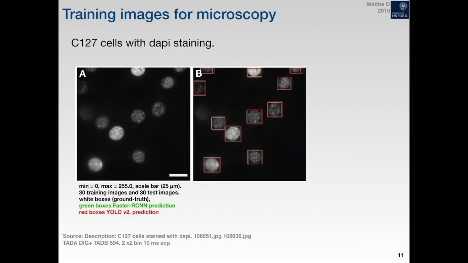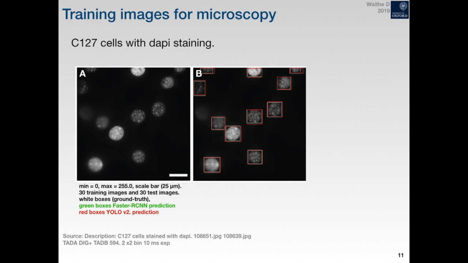So how does this work with cells? Well, what we did is we took a number of data sets of cells that we acquired on our microscope and also borrowed from other people, and we drew bounding boxes and we trained the network on the bounding boxes. And then here we have some of the example outputs from the algorithm, and you can see it matches our white boxes, what we call a ground truth, very accurately. And this was just trained on 30 images, okay?